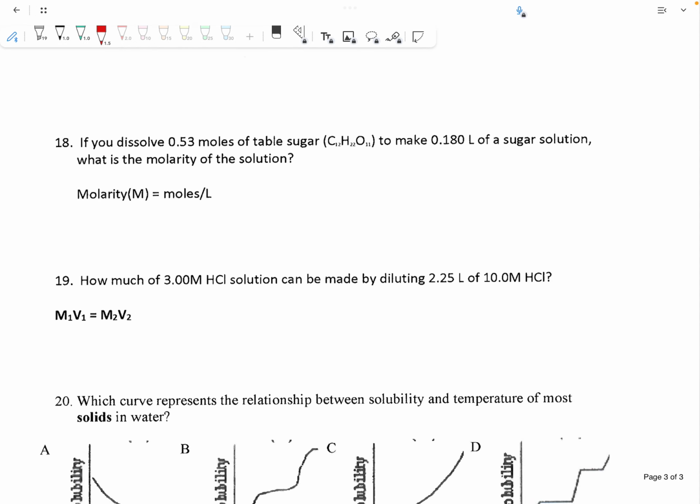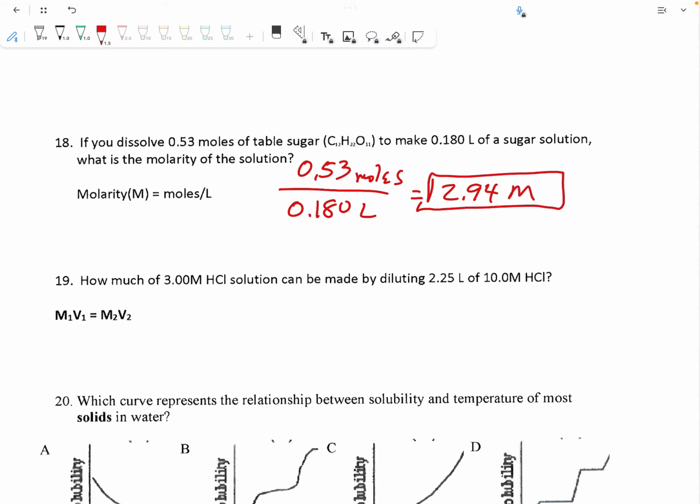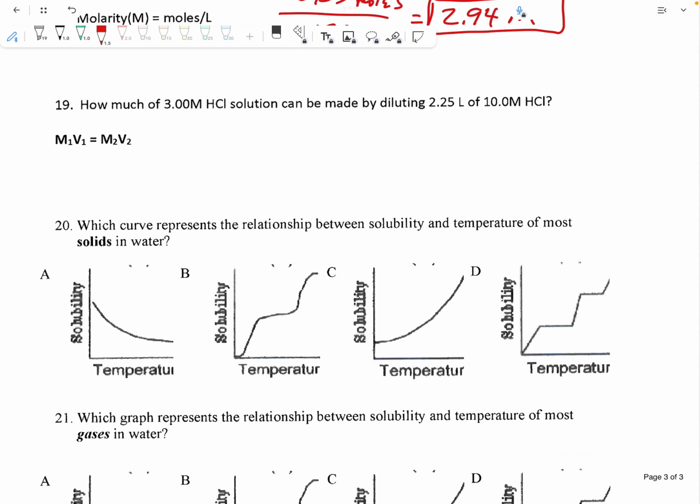All right, here's the math. If you dissolve 0.53 moles of table sugar to make 0.180 liters of sugar solution, what is the molarity of the solution? Well, 0.53 is the number of moles divided by the number of liters, 0.180 liters, and I got 2.94 molar. That is the concentration of that solution. All right, you're going to have a problem like that tomorrow.